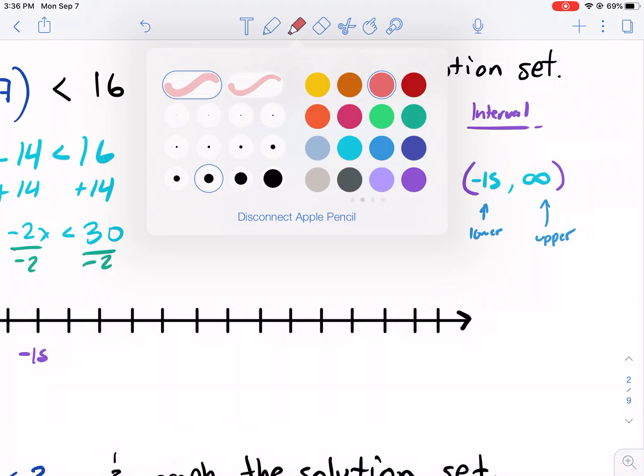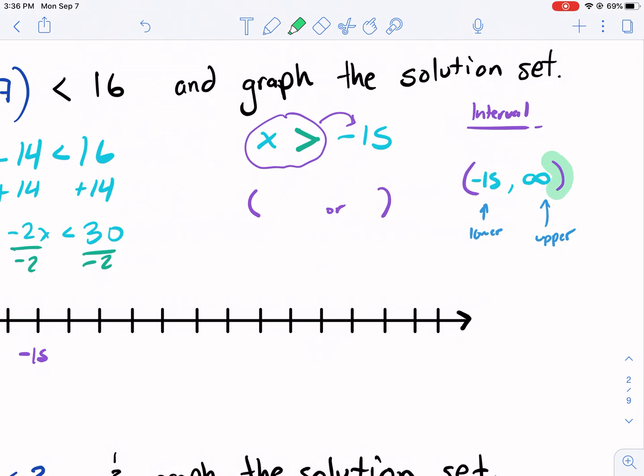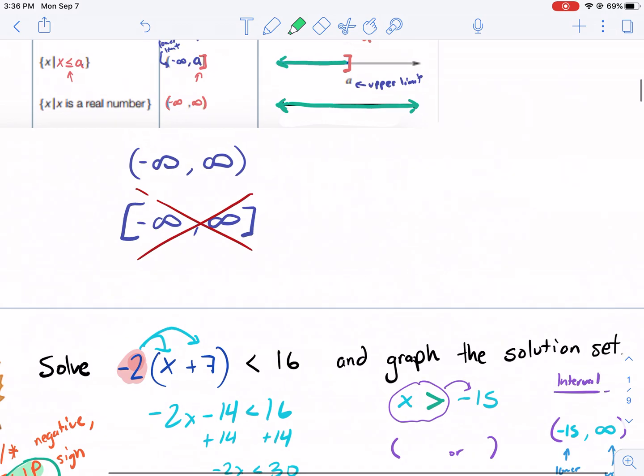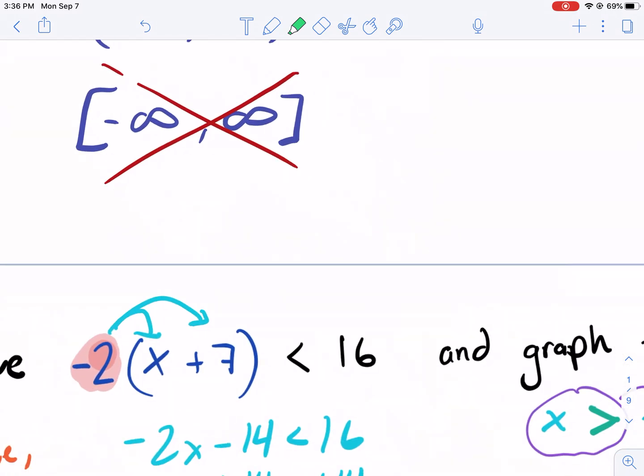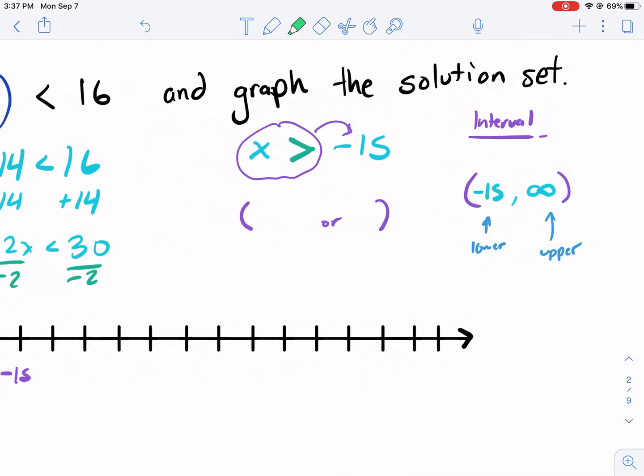And when we have infinity, we never use the bracket because it cannot be equal to infinity. So we're only going to use the parentheses. As we expressed here, you're never going to have a bracket equal to infinity because you just can't have a number equal to infinity. It's a concept. It's not a number.